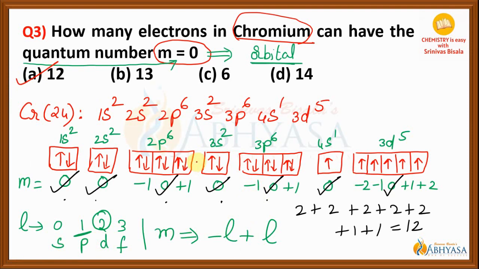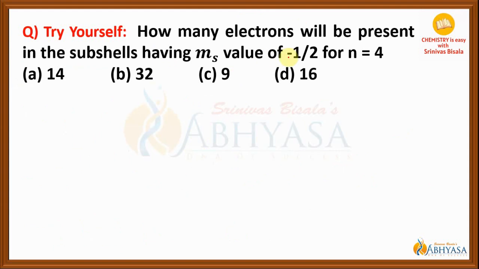So by watching this video, if you are clear with the basics and if you understood all the 3 objectives, it means you can solve any question related to quantum numbers. So now you can try this one. How many electrons will be present in the sublevels with ms value of -1/2 and n equal to 4? So solve this and keep your answer in the comment box.